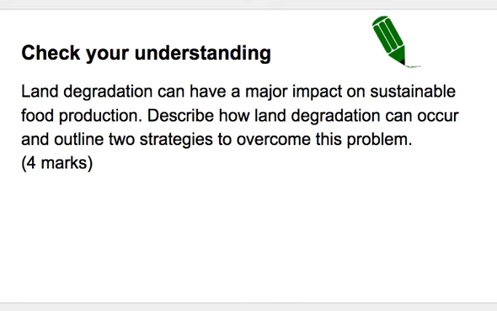The second question is about land degradation in general. So it's a good little summary or review question. Land degradation can have a major impact on sustainable food production. Describe how land degradation can occur, and outline 2 strategies to overcome this problem. And this is worth 4 marks. So you can now pause this presentation to answer the question.